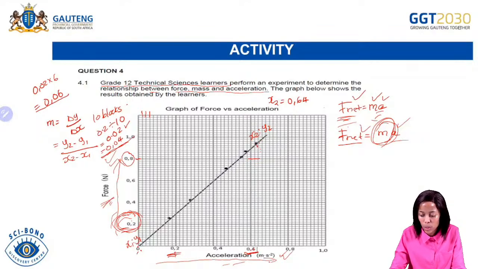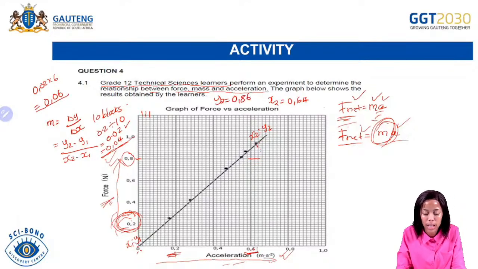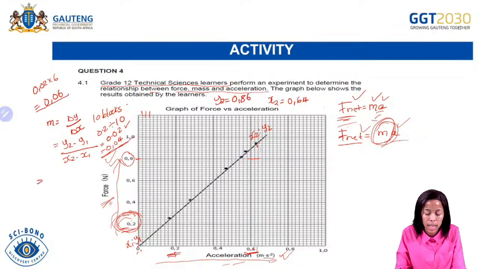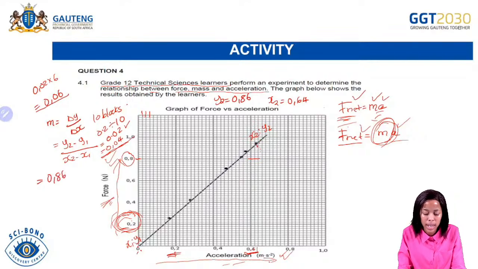So you would then say 0,06 plus 0,8, which then gives you your y2 value of 0,86. So just make sure that you practice the analysis of the graphs. So in terms of y2, we have 0,86, and then in terms of y1, we made it easy to be 0 so that we don't have to be doing a lot of calculations.